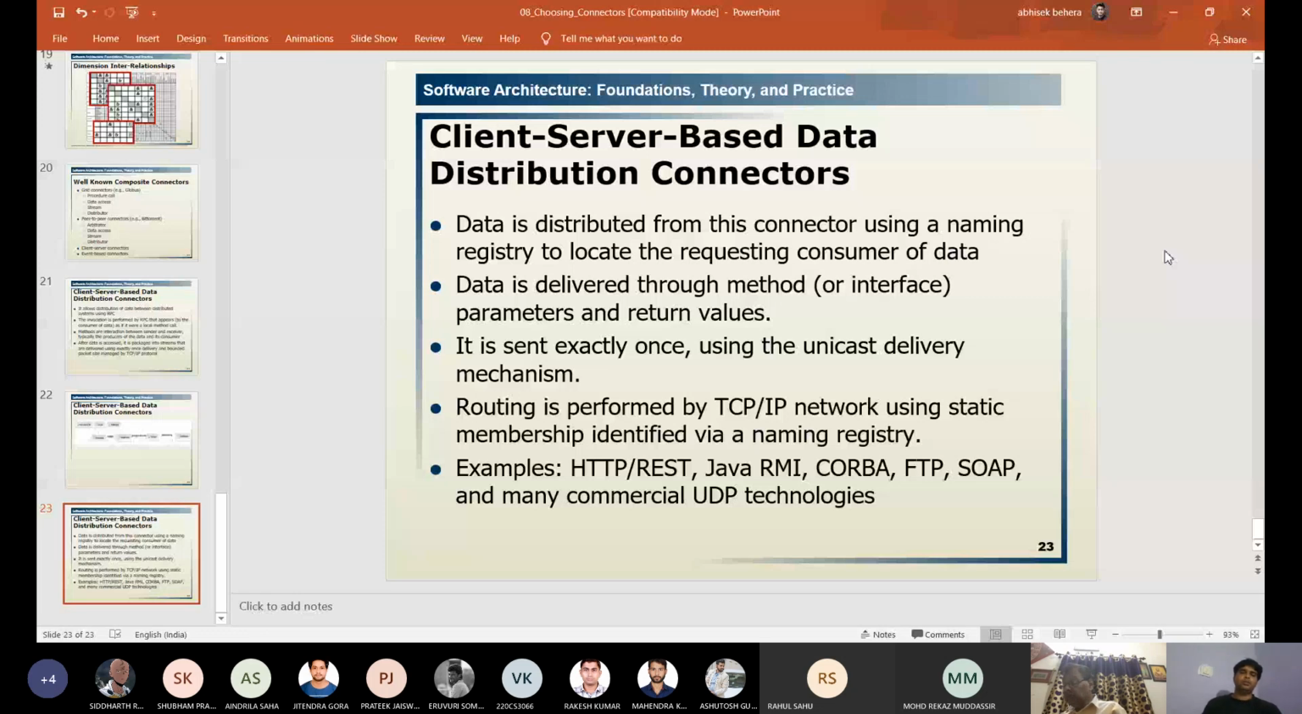Then what type of examples? HTTP or REST will go in the next semester, and also a few in this semester. Then Java RMI, remote method invocation, then CORBA, then FTP, file transfer protocol, SOAP, simple object access protocol, and many commercial UDP technologies, user datagram protocol. So these are based on some distributed connectors in the client server based data.